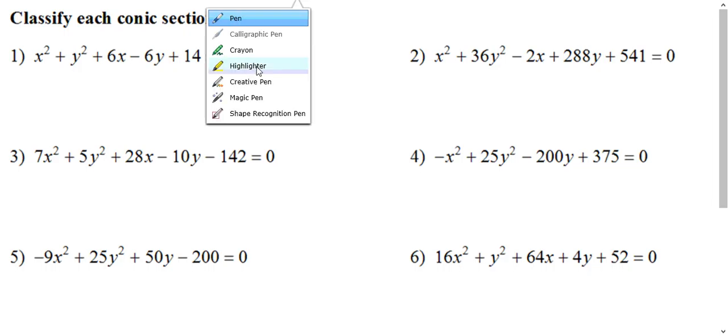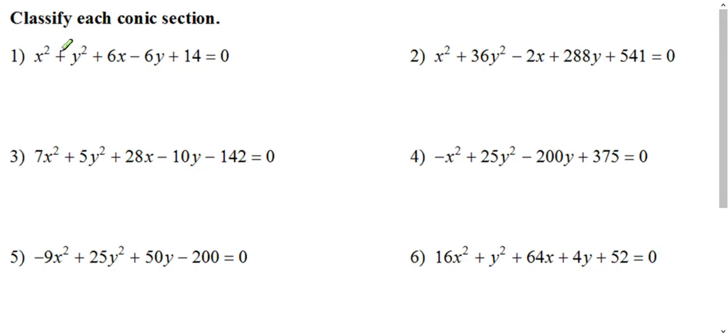We are just going to first focus on the x squared and y squared terms. X squared, y squared, they're both positive. They both have the same number, it's both a 1. So that is a circle. Here, x squared, 36y squared, they're both positive, but they have different numbers. So that is an ellipse.